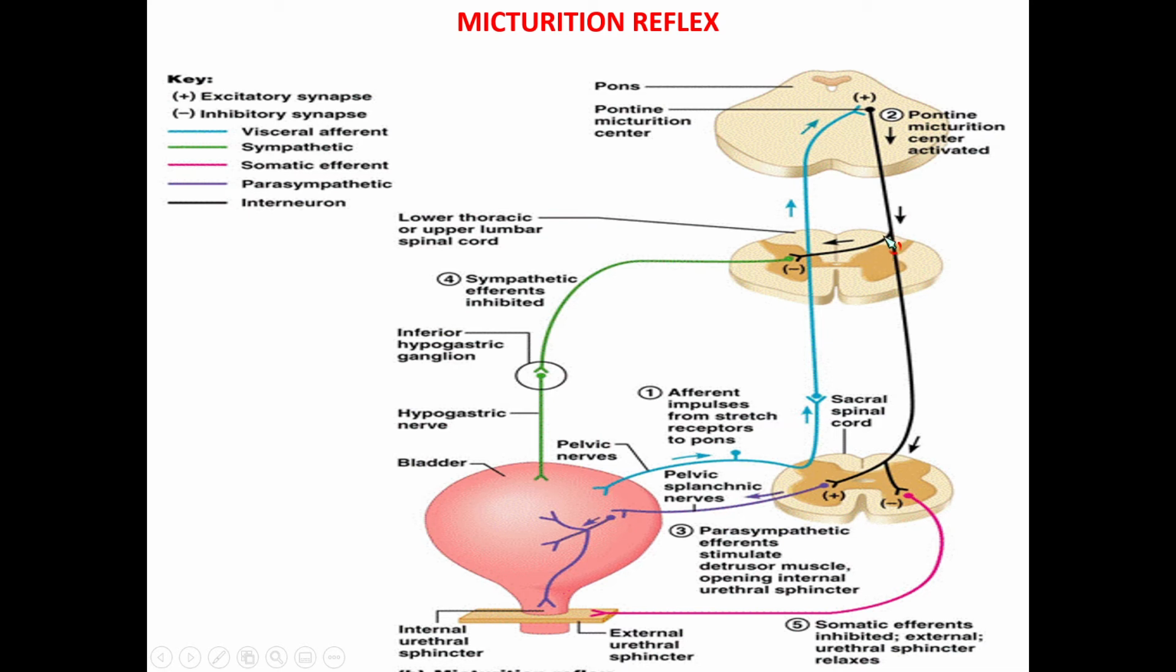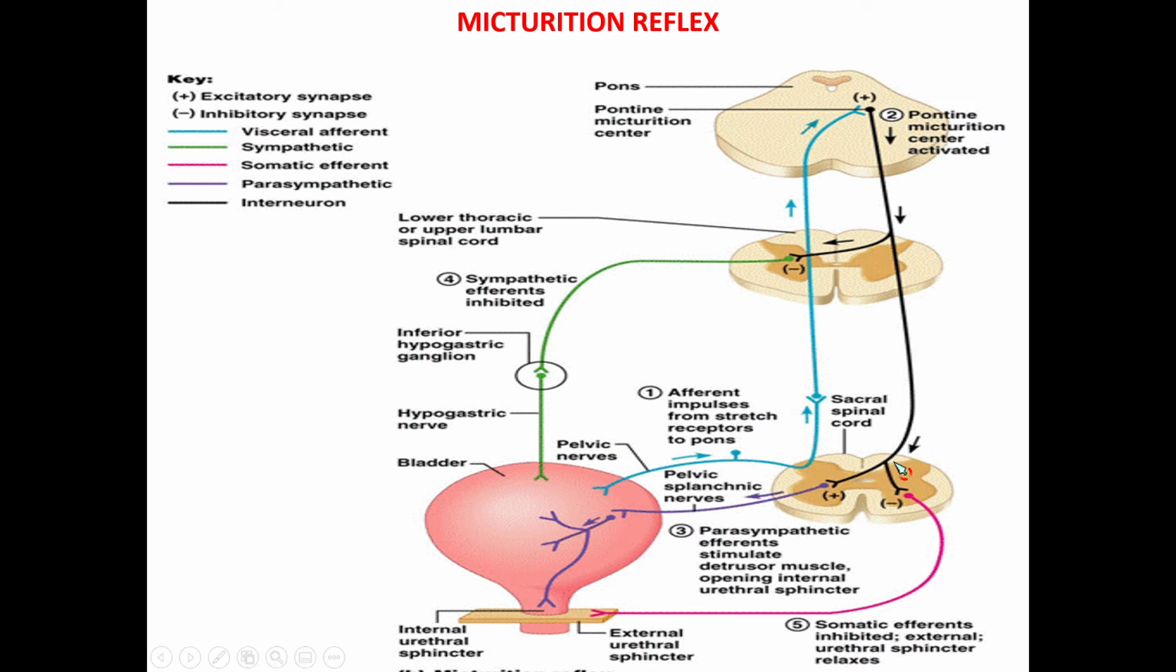spinal cord. From here there are two branches. One branch is going to inhibit your sympathetic system. That sympathetic system is concerned with the storage of the bladder. Now you need to empty the bladder, you don't need to store, so the storage should be inhibited. So this one branch is going to inhibit the storage system of the bladder. The other branch will go down and reach the micturition reflex center in S2, 3, 4.